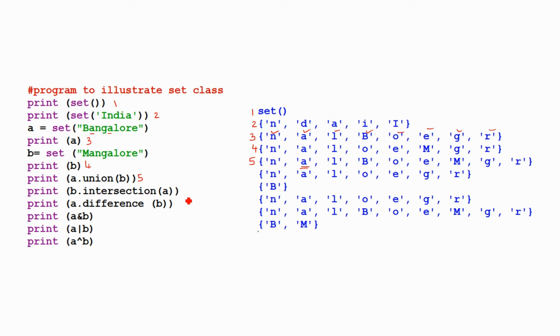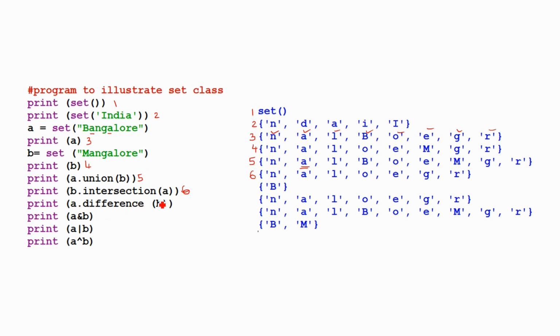Now intersection. So the intersection of A with respect to B, what is it? If you look into it, except B and M, all other characters in the set are going to be common for both. So for this print statement, we will be getting Naloegr. Again, avoiding the duplications, only the characters that are common to both the sets are printed over here.